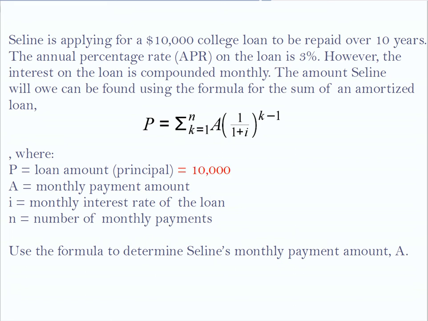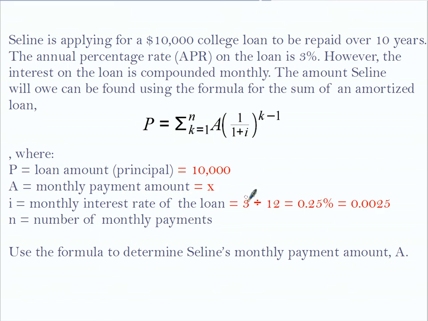So our original loan amount or principal was $10,000. Her monthly payment amount we don't know yet, so we're going to call that x. Her monthly interest rate, again, we're going to take that 3% and divide it by 12, which gives me 0.25%, which as a decimal is 0.0025. The number of monthly payments over 10 years is 120 months. We're going to use this formula to find Celine's monthly payment amount.